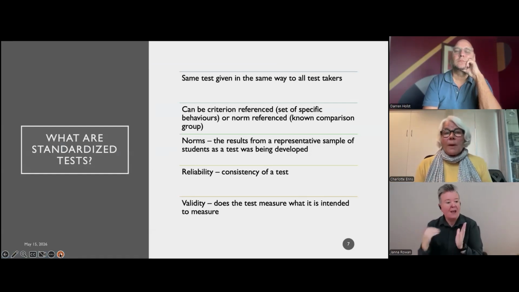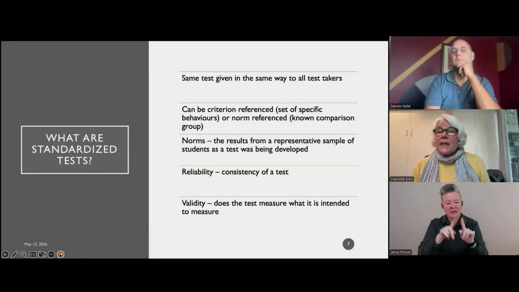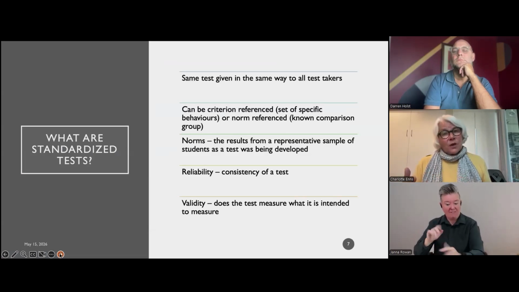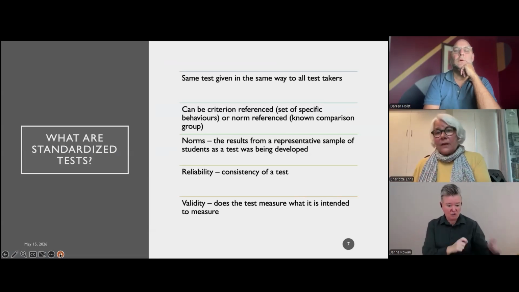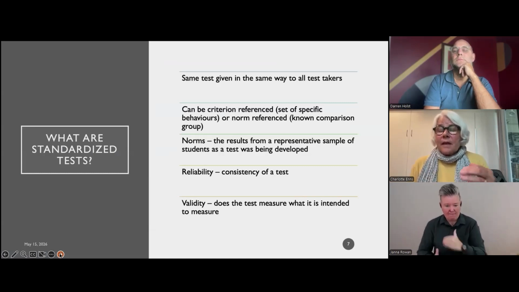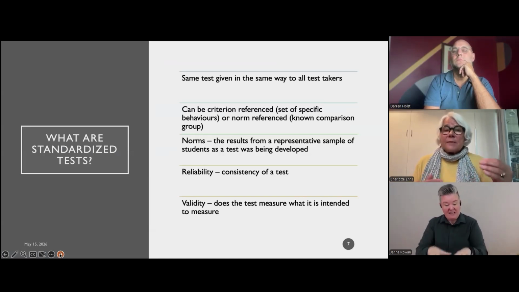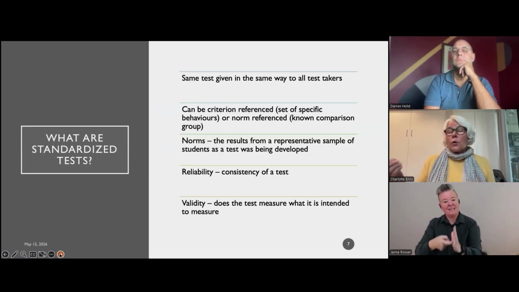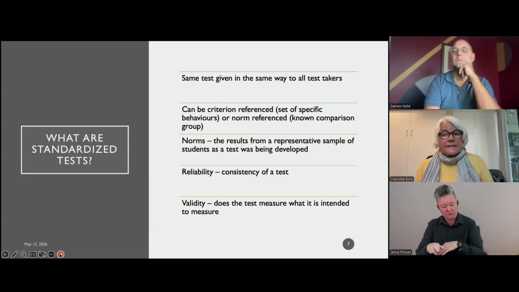Again, just a little bit more about standardized tests. I mentioned that you have to do the test the same way for all children. If you adapt the administration, then you can't really apply the norms in the same way, because those are based on children who were tested in that standardized way. A standardized test can be either criterion referenced or norm referenced. The ASL-RST is norm referenced, so it's based on that group of students that were tested.